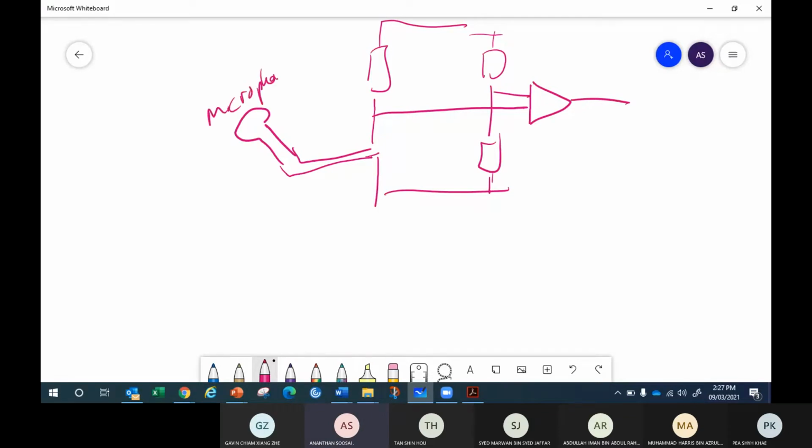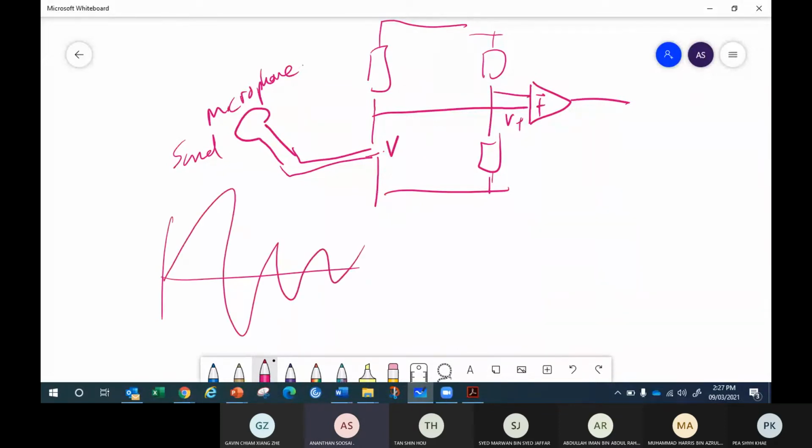What is the function of a microphone? Changing sound to electrical signals. A voltage will be created. This voltage will go in as a positive voltage here. The opera singer said, let's say, hello. This is how the analog signal looks. But when this signal enters the op amp, how is the signal going to become?